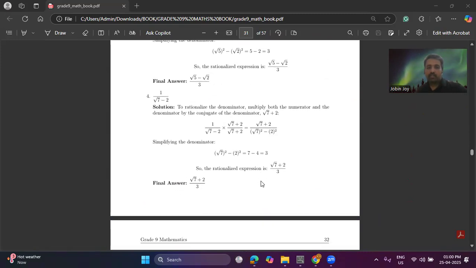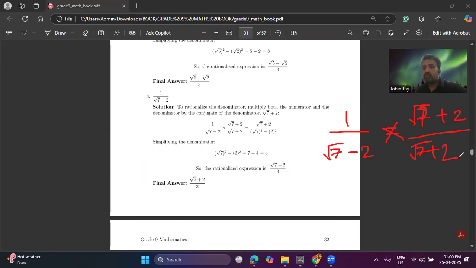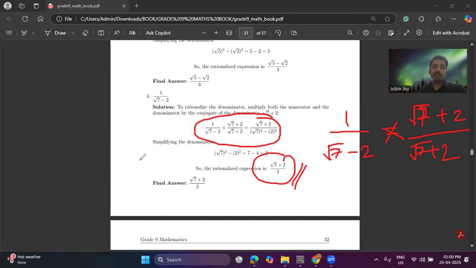Again, same problem, rationalization. 1 by root 7 minus 2. So you have to multiply with the conjugate. Root 7, this is minus, so plus. Take the conjugate, plus 2. That means root 7 plus 2. Here you can see, and finally you will get the answer: root 7 plus 2 divided by 3.